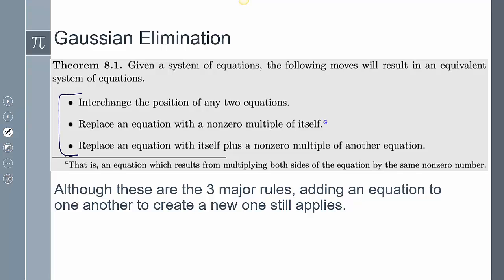So here are the rules for Gaussian elimination and how we can manipulate an equation. The first, we're able to interchange the position of any two equations. The second, we can replace an equation with a non-zero multiple of itself. And the third, we can replace an equation with itself plus a non-zero multiple of another equation. Although with these three rules, adding an equation to another one to create a new one still applies.